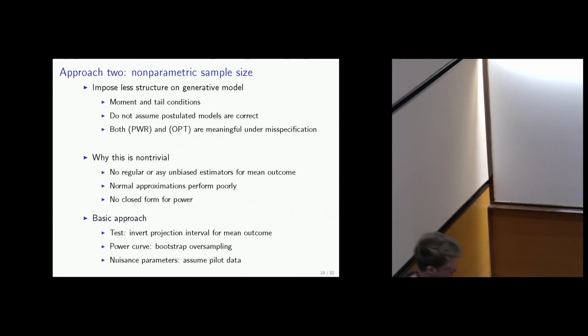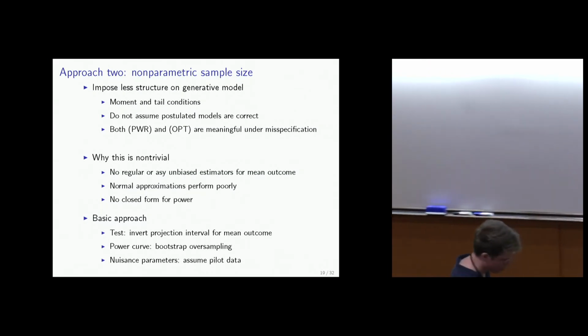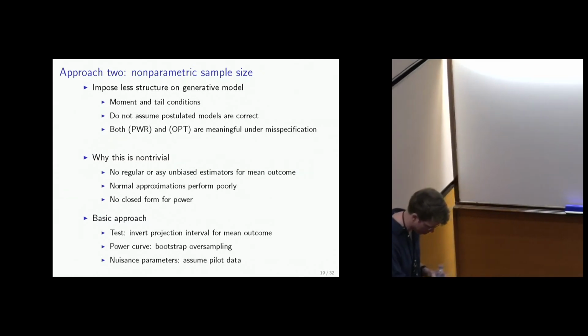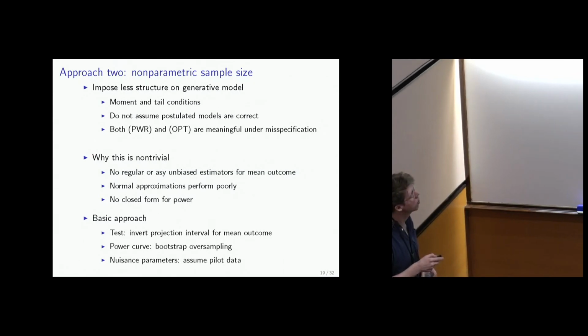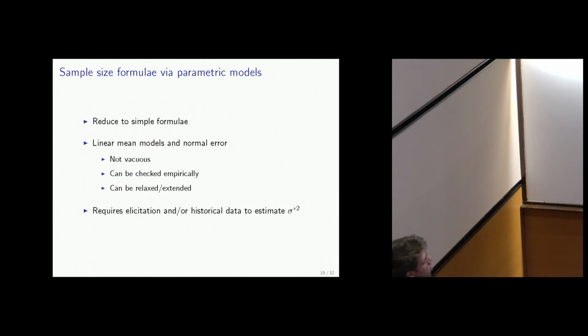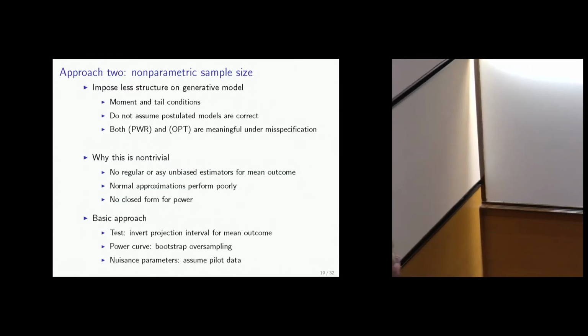Okay, so the second approach. Remember, one of the worries about sample size calculations for powering studies to ensure the quality of the estimated optimal regime was that we couldn't do it without imposing a lot of parametric structure, which is what we just did. So can we do it without imposing all that structure? The answer is yes.